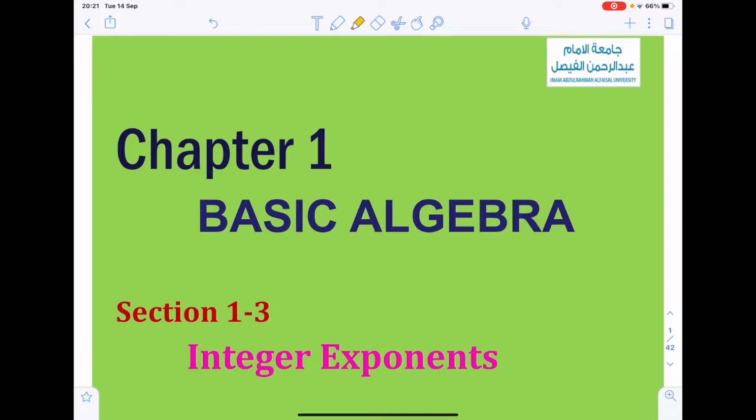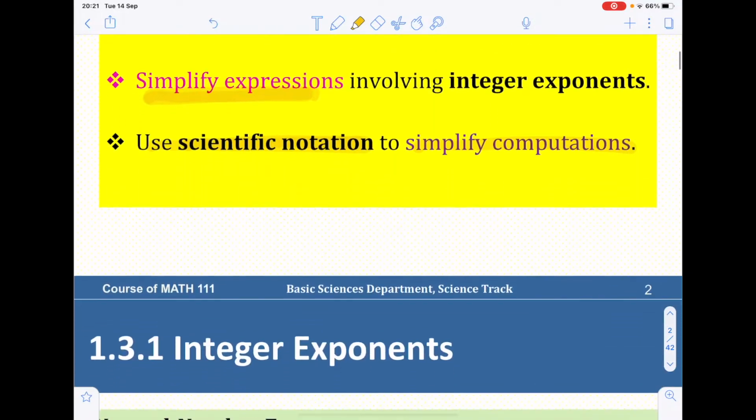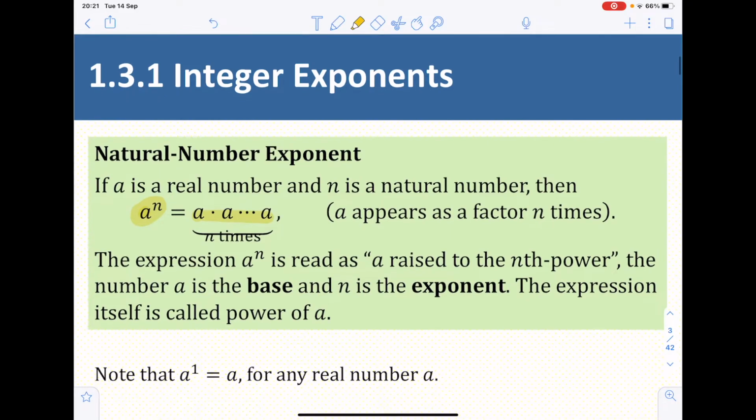راح نتكلم بداية عن section 1.3 اللي هو integers exponents. أول شيء راح أتكلم عنه بداية what is a to the power n.